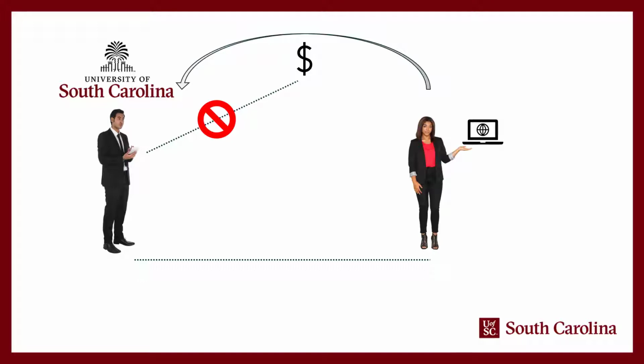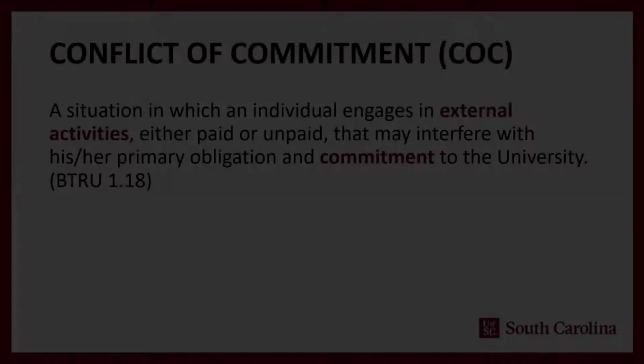Matt's spouse can still do business with the university, but Matt must disclose this interest in the AIR system and set up a management plan to recuse himself from university decisions related to his spouse's company.